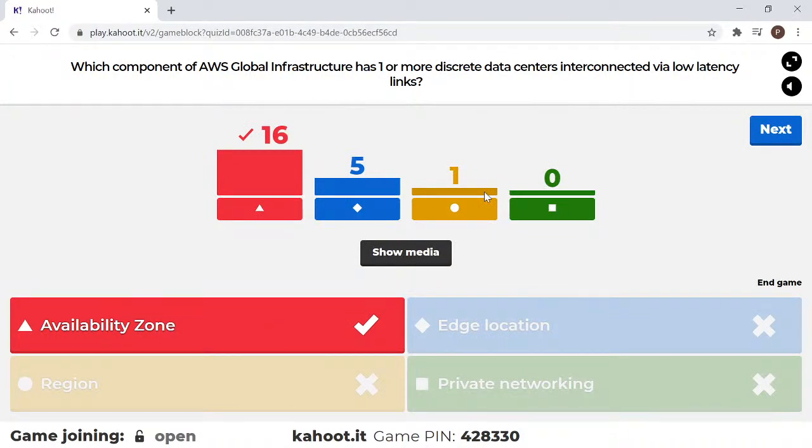Yes, availability zone is the right answer. How AWS global infrastructure is built is we have multiple data centers and they group multiple data centers into one availability zone, and then they group multiple availability zones to become one region. And edge location is mainly for content delivery to the end users in a much faster and reliable way. Moving on to the next question.